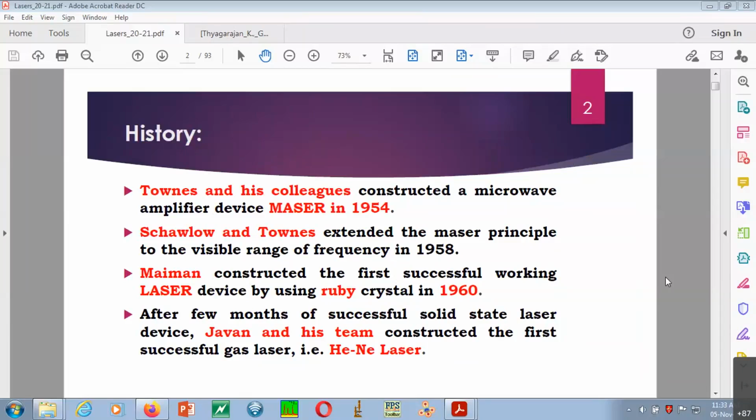Someone is asking about the history part. History is sometimes asked, because these are popular scientists, and the discovery is also very famous, because everything depends on that discovery itself. So sometimes it may be asked, but it depends on the examiner, no one knows.